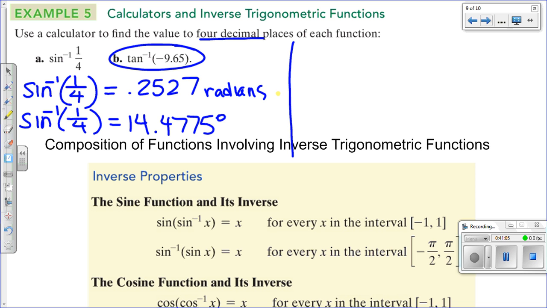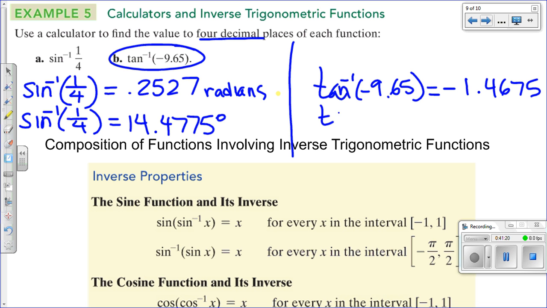All right, do we have an answer for this, guys? Yes, negative 1.4675. Negative 84. Okay, and the other one? I know someone did it in degrees. Negative 84.0837. Okay, got it. And that's in degrees.